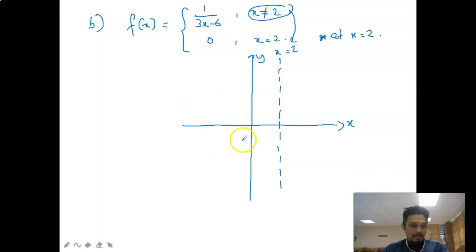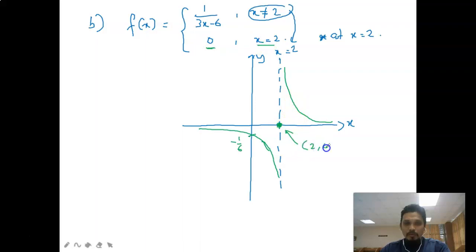Okay, so the graph, there you go, first one then, and then there you go. Okay, this is for negative 1 over 6, and 0 when x equal to 2. Here, f(x) equal to 0 when x equal to 2, this is the coordinate of (2, 0). Okay, so look at this one here now.